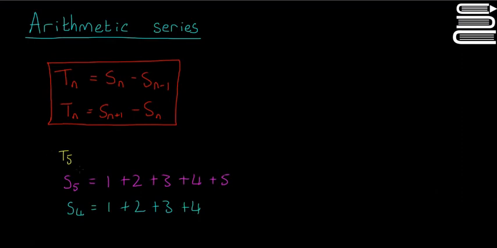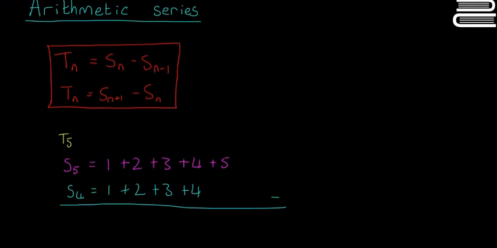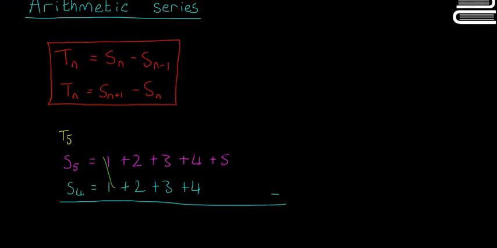So if we want to find T of 5, this formula tells us S of n minus S of n minus 1. If we were to subtract these from each other, this is S of 5, this is S of 4, the answer would just be 5, because all of these are going to cancel and we're going to be left with 5. So we get that T of 5 is equal to 5. Does that make sense?